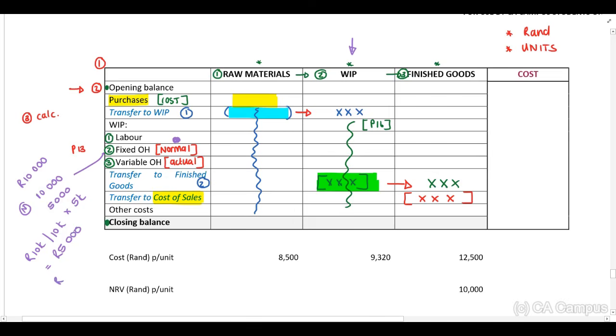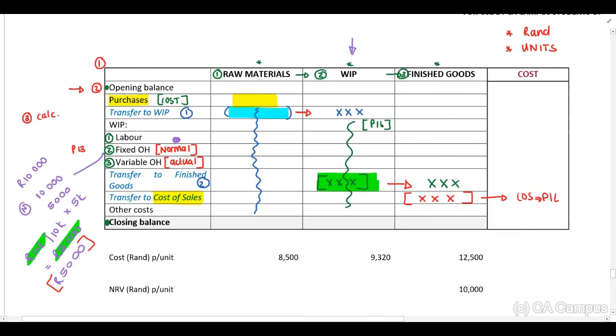There is still a remaining 5,000 guys, which is the original 10,000 minus the 5,000, and that will result in a remaining 5,000 that shall be added to your cost of sales in your profit and loss statement.